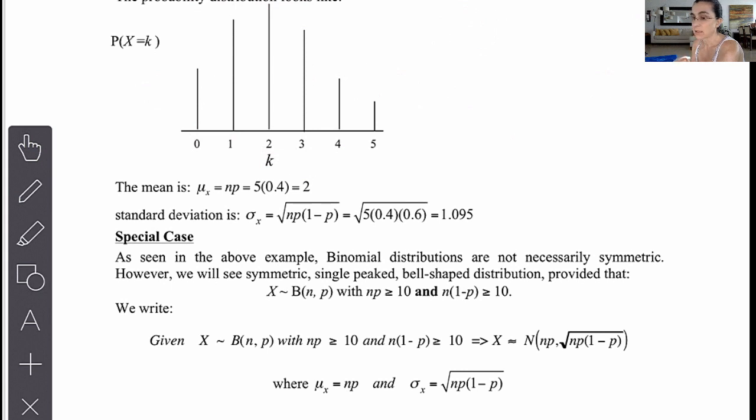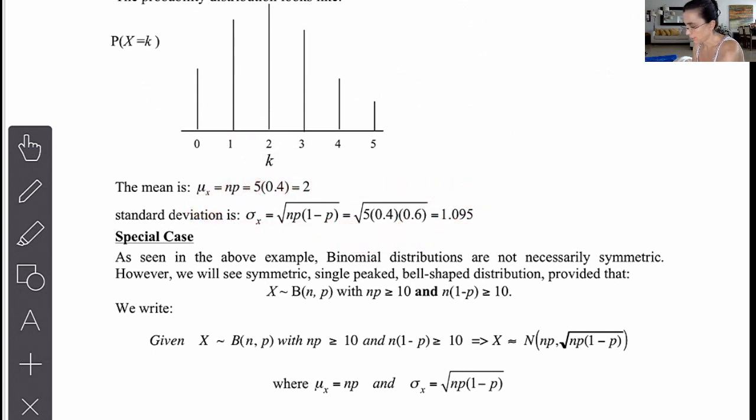It looks like the balancing point. Remember what the mean is. The mean is the balancing point of a distribution. So this distribution, does it balance here? Well, possibly. Let's see if we can calculate it. According to the formula I gave you above, all I have to do is multiply n and p. So 5 times 0.4 is actually 2. So yes, that is the balancing point. That's going to be the mean of the distribution. And then I can calculate standard deviation using this other formula.